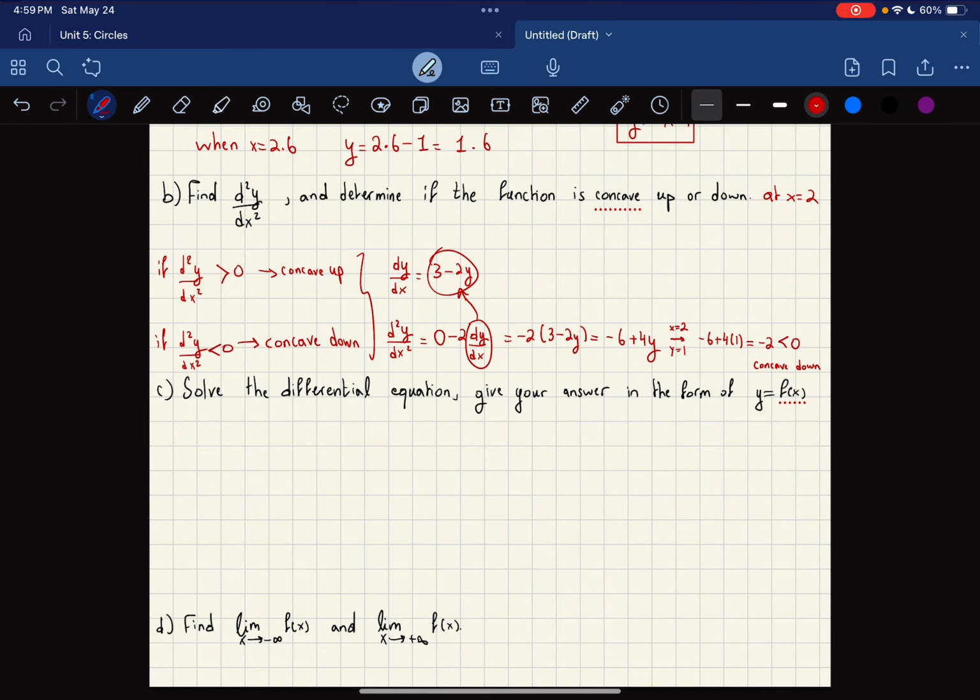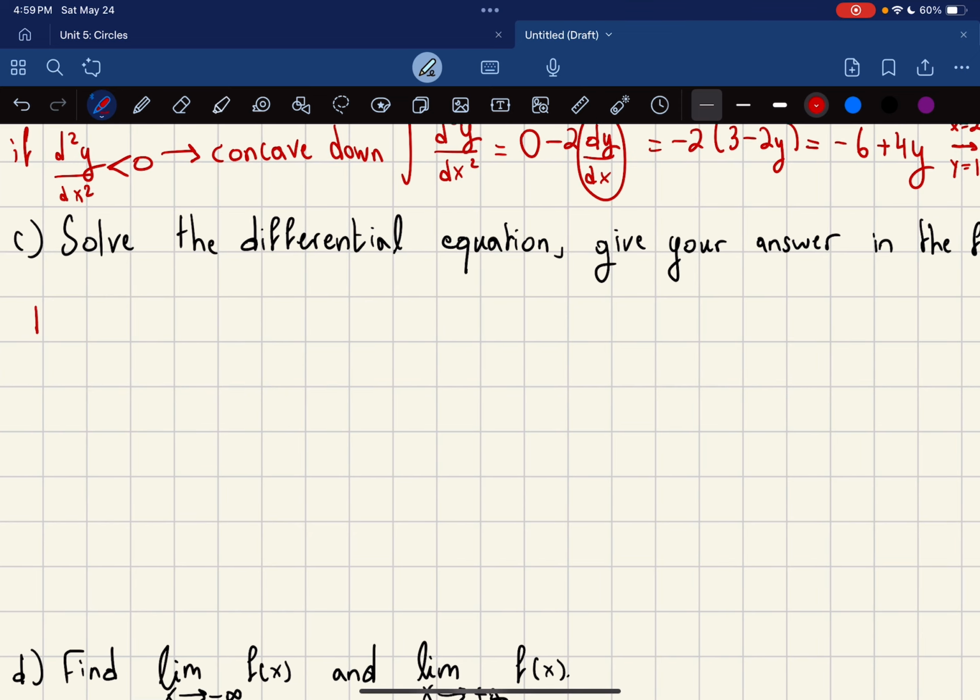Now, part C, the longest part. They said solve the differential equation, give your answer in the form of y equals f of x. Since I have dy over dx equals 3 minus 2y, I'm going to switch the positions of 3 minus 2y and dx. So I will have dy over 3 minus 2y equals dx. I'm going to integrate both sides. So the integration of dy over 3 minus 2y and the integration of dx.